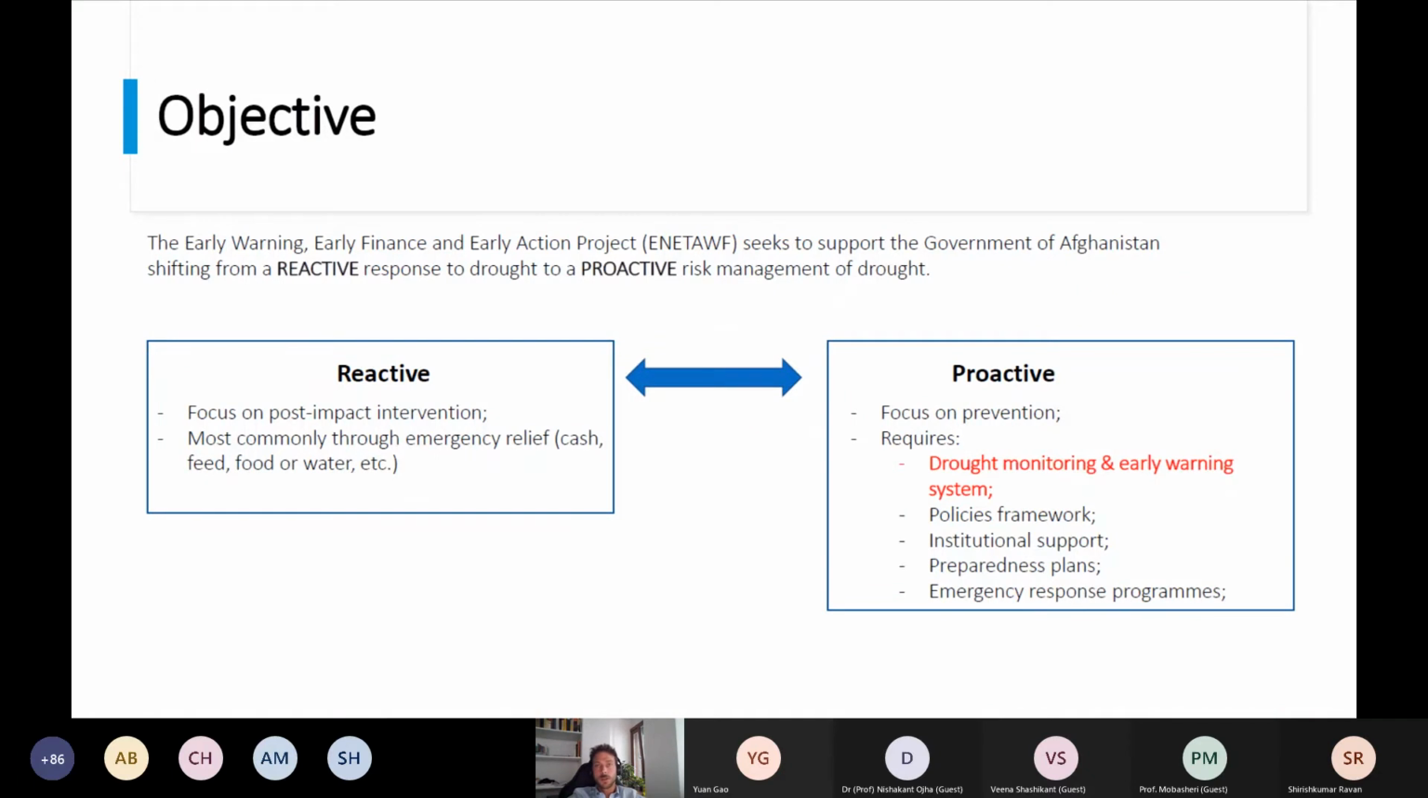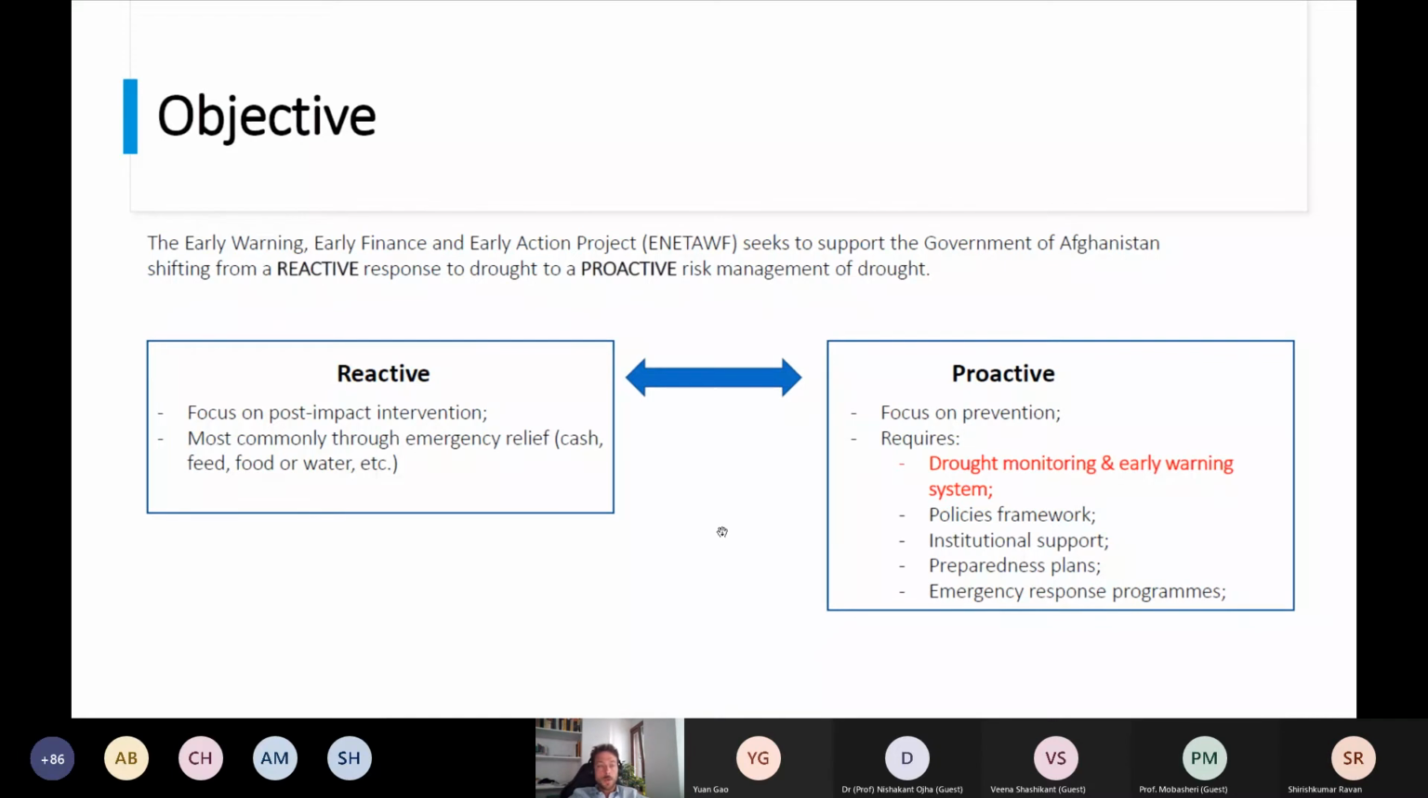All these actions are defined as post-impact intervention. And very often, worldwide, it's not just the case of Afghanistan, these actions come late. It's difficult to coordinate them, and ultimately they do not provide a sustainable response to drought effect, and this is the major aspect.